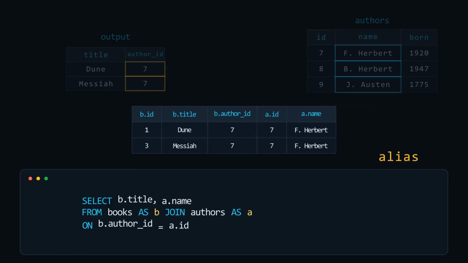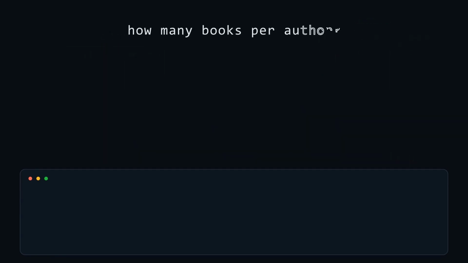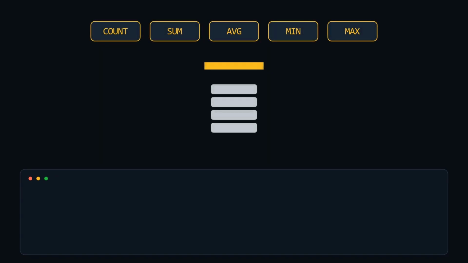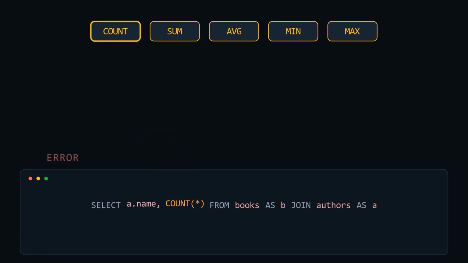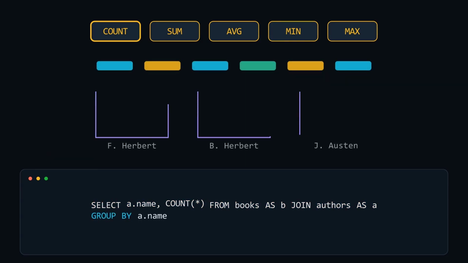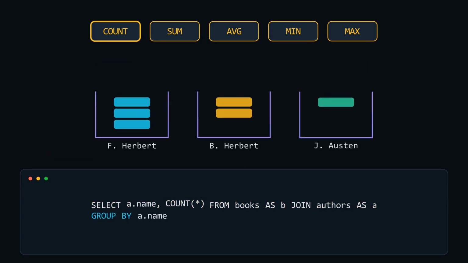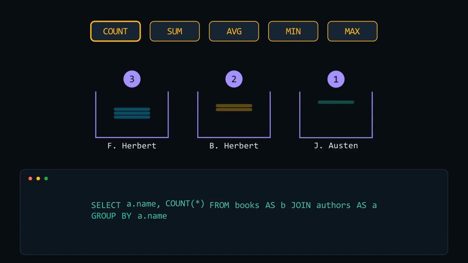Let's take another example. You want to know how many books each author wrote. How would you do that? For this kind of task, SQL offers aggregation functions. They take many rows and squeeze them into a single value. In our case, we need count. But if we run this right now, it fails. That's because the database doesn't know per what to count. We need a keyword group by, which splits the rows into buckets, one bucket per author. And then count runs on each bucket separately.